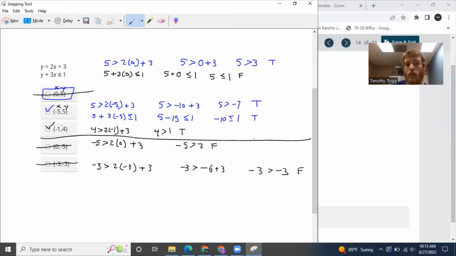So our solution, only these 2 points will be part of the solution set. Now, in fact, there'll be infinite points in the solution set, but these are just 2 of them. Okay.